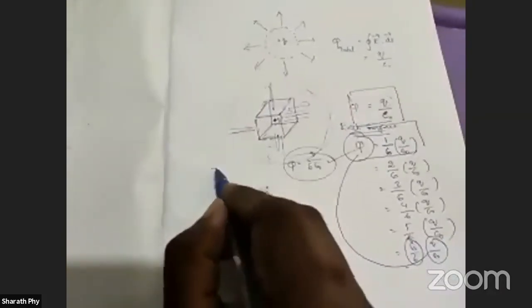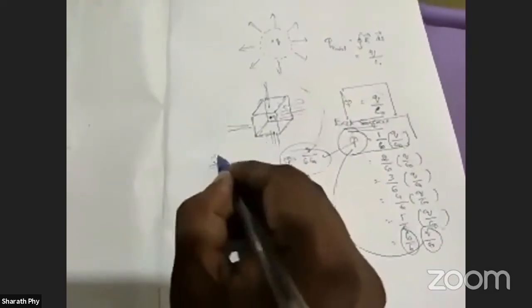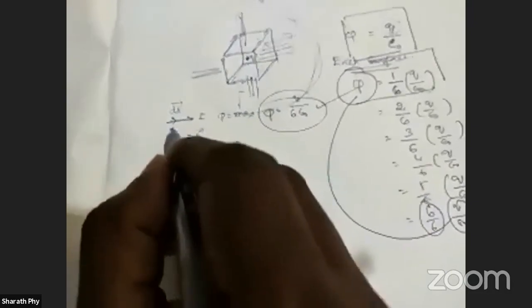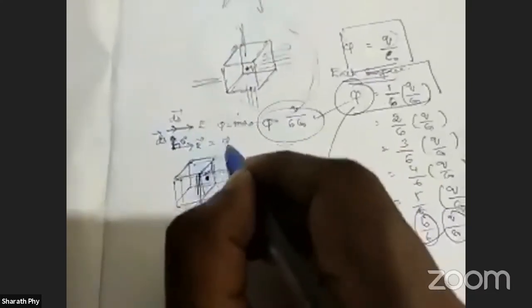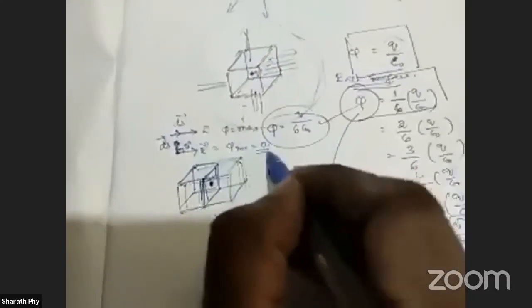What we previously know is, if the electric field is in this direction and the surface vector is also in the same direction, then the flux is maximum. If the electric field is in this direction and the surface vector is in this direction, 90 degrees, then phi is equal to the minimum, that is 0. Why? Because cos 90 is equal to 0, right? That's why.